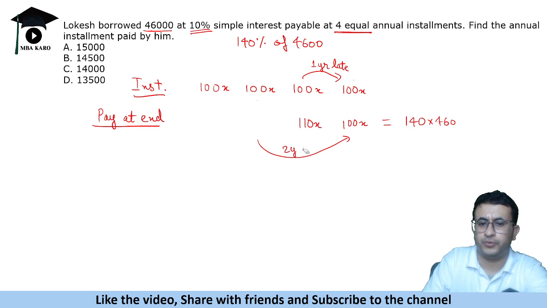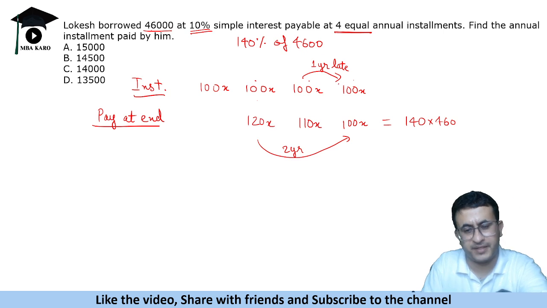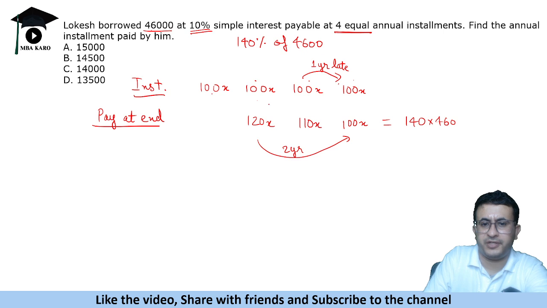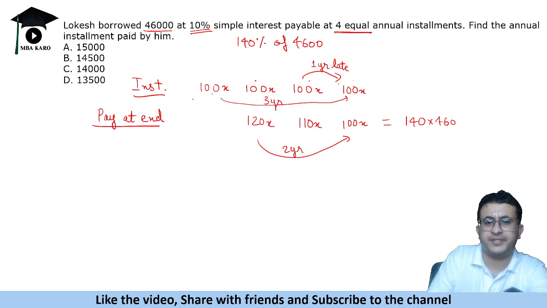आपको 2 year डिले होगी ना, आपको यहाँ पे पे करना था, but you paid it 2 years late, so you'll have to pay 120x, right? If you do not pay this installment on time, you have to pay it after 3 years, so that means you'll have to pay 130x.